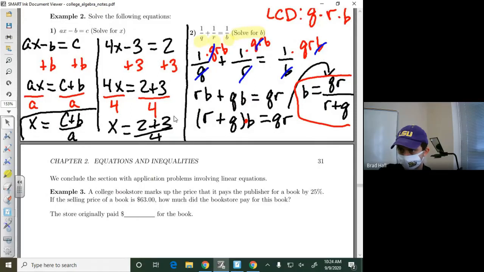I'll try to leave problem 2 on the board here a second while I talk about example 3. So there are some applications that involve linear equations. Start off with example 3, which talks about a college bookstore that marks up a price that it pays the publisher by 25%, and so on. So let's just visualize. What would be more practical is to visualize the situation and maybe rationalize it a little bit.